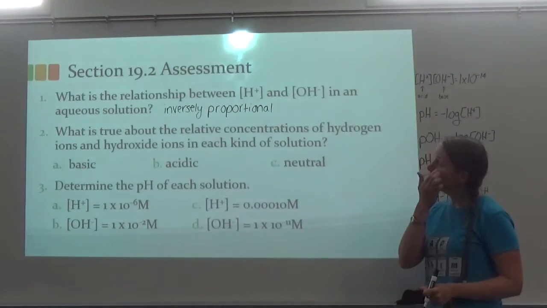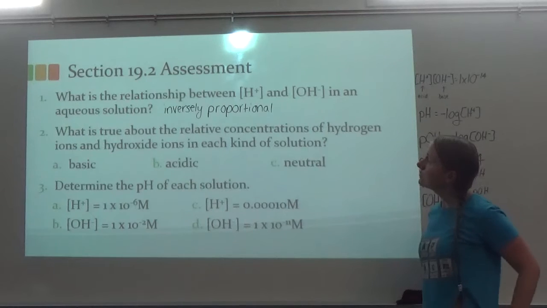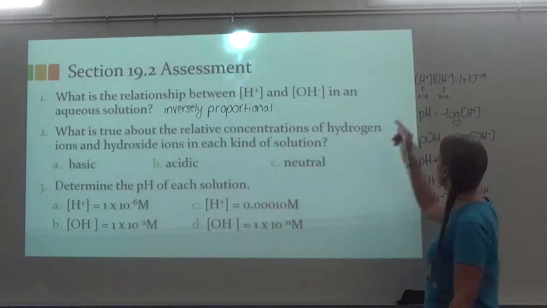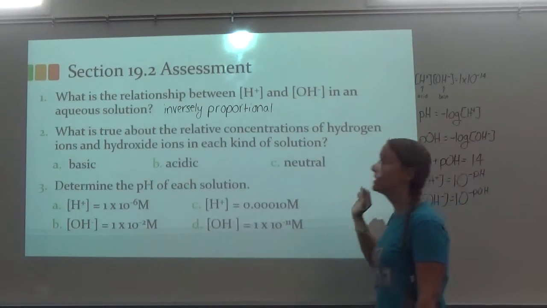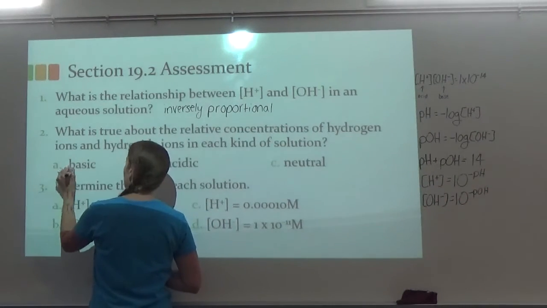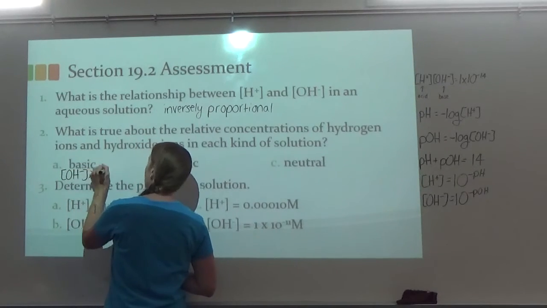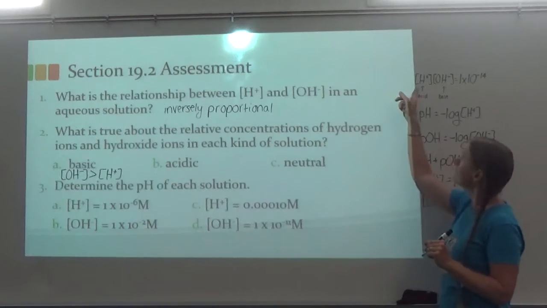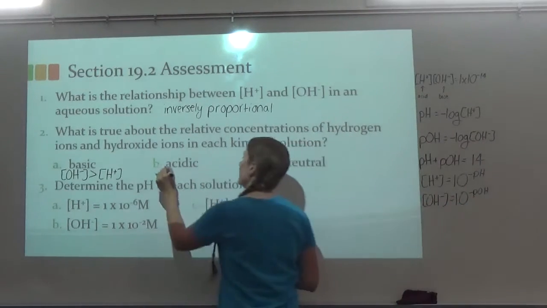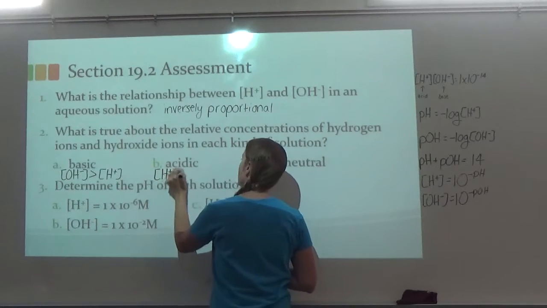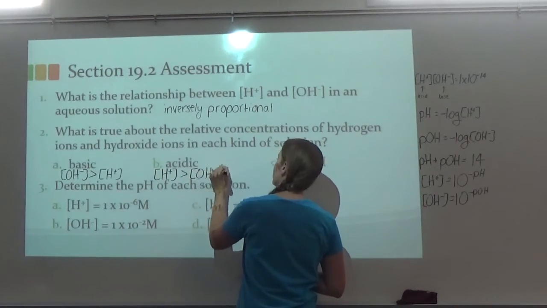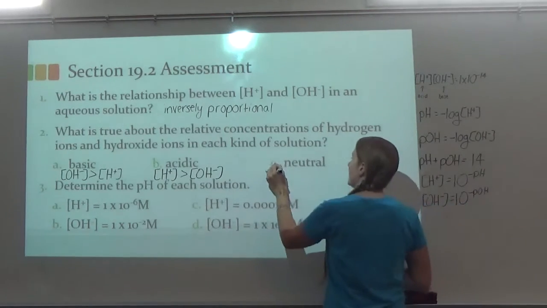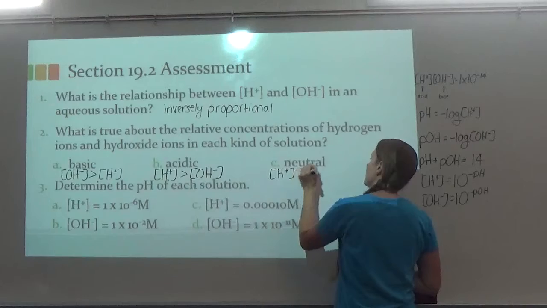Alright, number 2 says, what is true about the relative concentrations of the hydrogen ions and hydroxide ions in each kind of solution? Well, in a basic solution, remember, what makes a base? OH minus. So in a basic solution, your OH minus would be greater than your H plus. In acidic solution, remember acids produce H plus, so in an acidic solution, your H plus would be greater than your OH minus. And then remember, neutral is neither. It's not an acid or a base, and so in that case, your H plus equals your OH minus.